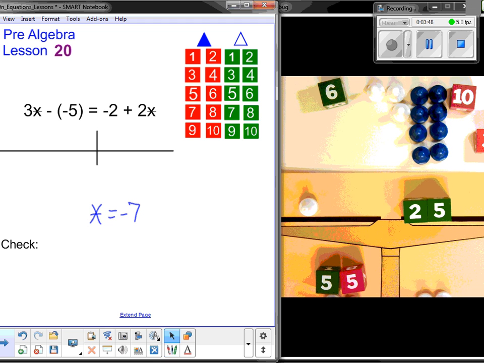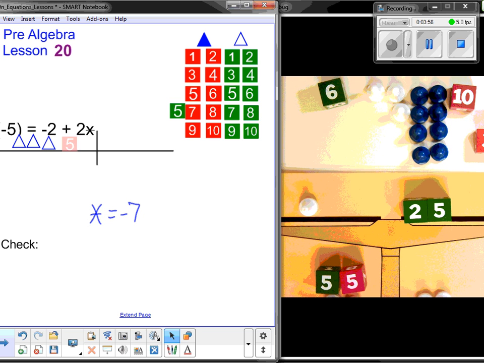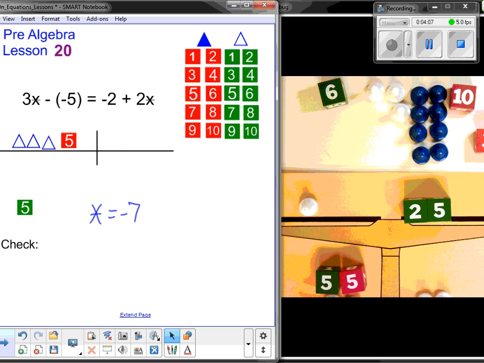Okay, so now let's do it up here. I've got 1, 2, 3 stars, and I'm supposed to subtract a negative 5. Like I said before, the only way I can subtract a negative 5 is if I have a 5 and a negative 5 come in there to do it. Now I can take away the negative 5. And that's supposed to be a negative 2 plus 2 stars. Not a 1, but a star. There we go. So I've got 3 stars and the 5, and I've got the negative 2 and the 2 stars.